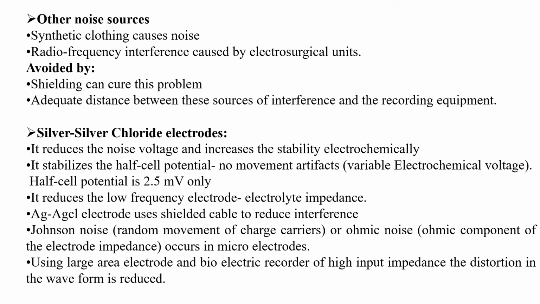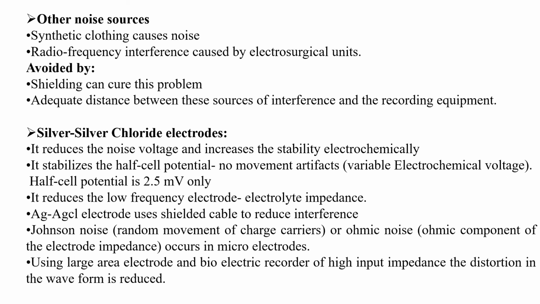Next thing is other noise sources. There are some other noise sources, such as synthetic clothing, which can also produce noise, and RF, that is, radio frequency interference caused by electrosurgical units. This can be avoided by proper shielding of these sources, which reduces these problems. We also need adequate distance between the source of interference and the recording equipment, so we need to maintain some distance between the recording equipments in order to avoid this noise.